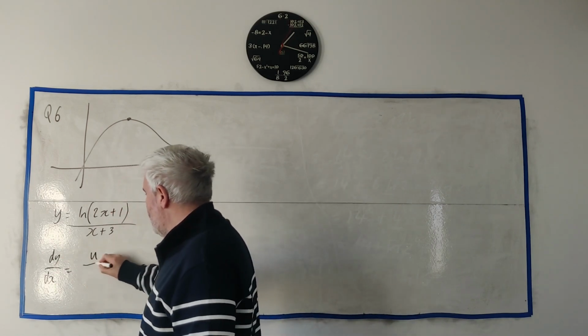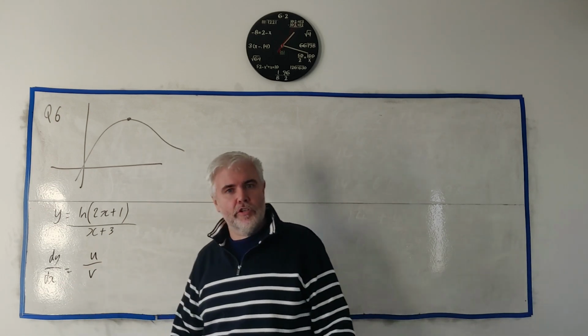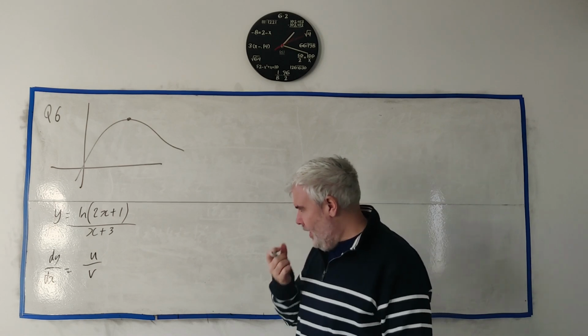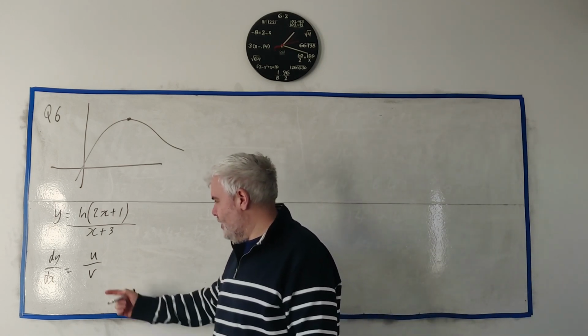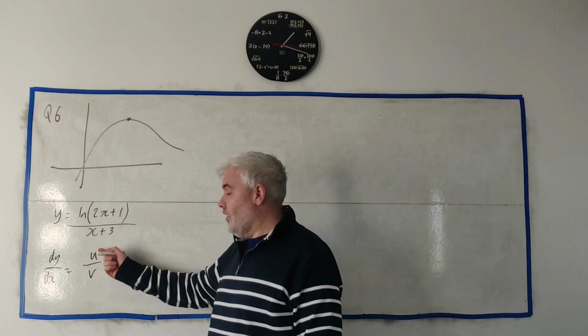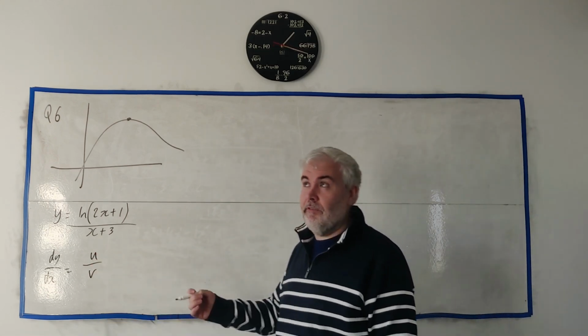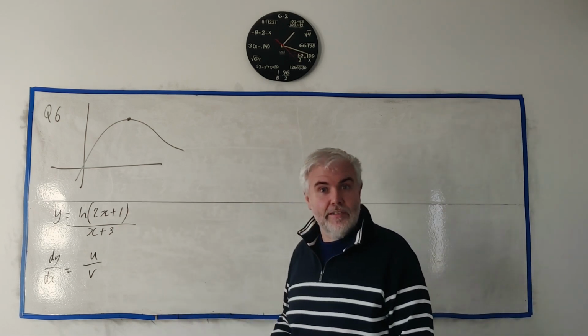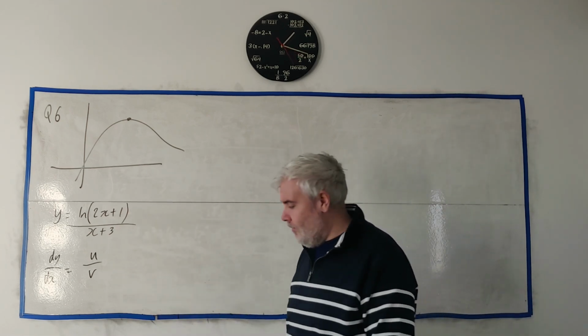Remember, this is some function divided by some other function, and we're given the formula in our formula table. It's the bottom multiplied by the derivative of the top, take away the top multiplied by the derivative of the bottom, divided by the bottom squared. And so we just split this into two different parts, both of which we're able to differentiate.